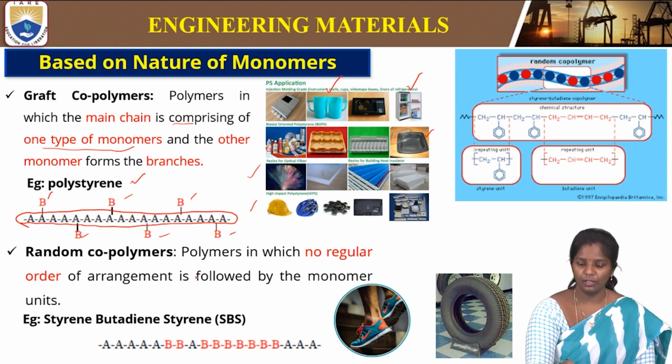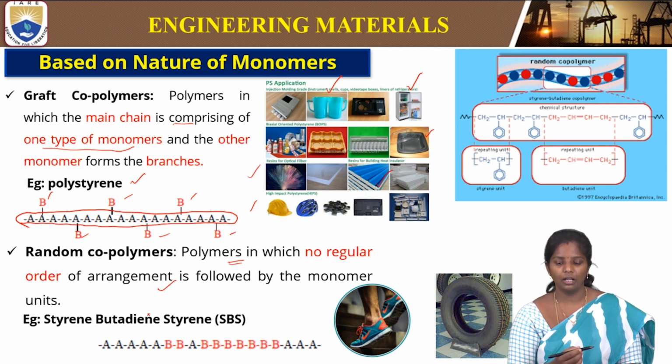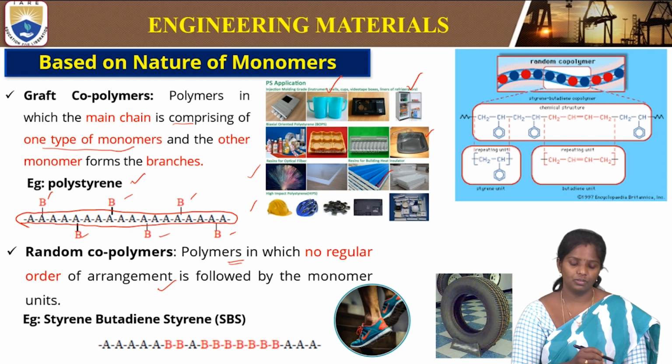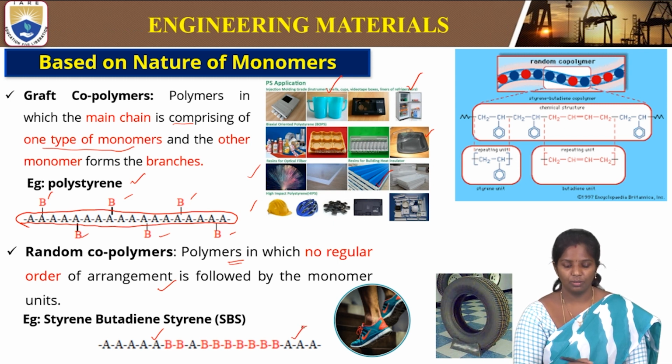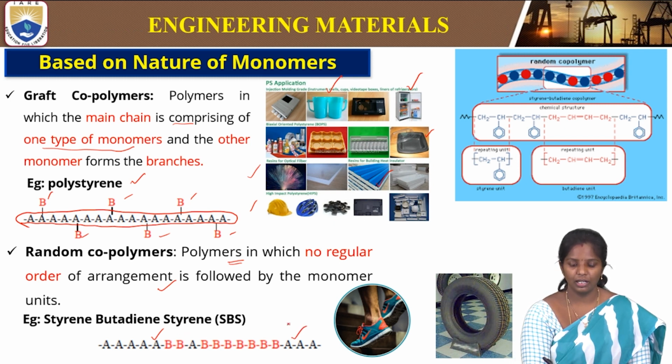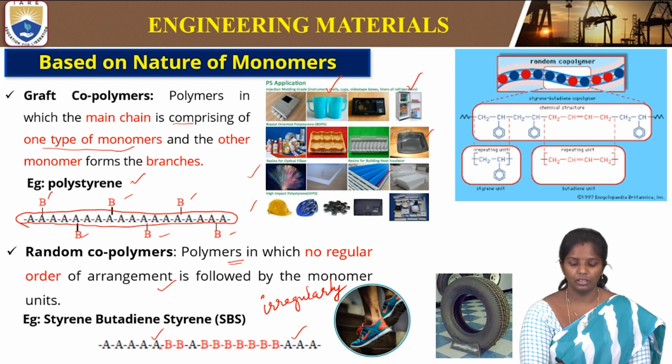Then random copolymers. Polymers having no regular arrangement of monomeric units. So these have no regularity. As they wish, they will form together in the monomeric chain. The monomers are irregularly arranged. So A, B, A, B. Whatever the reaction takes place, it will be arranged randomly.